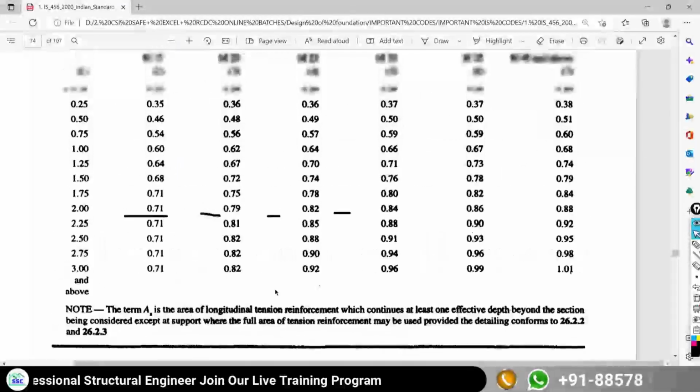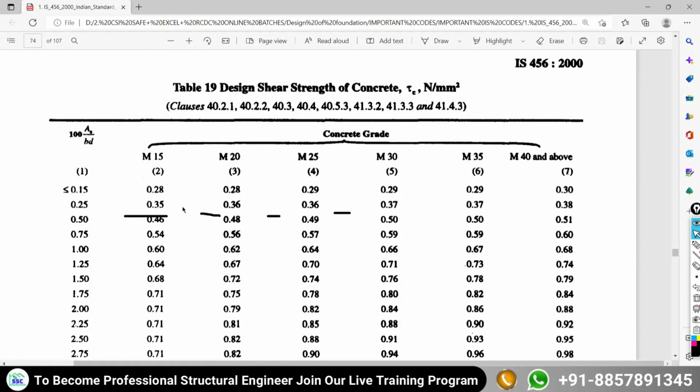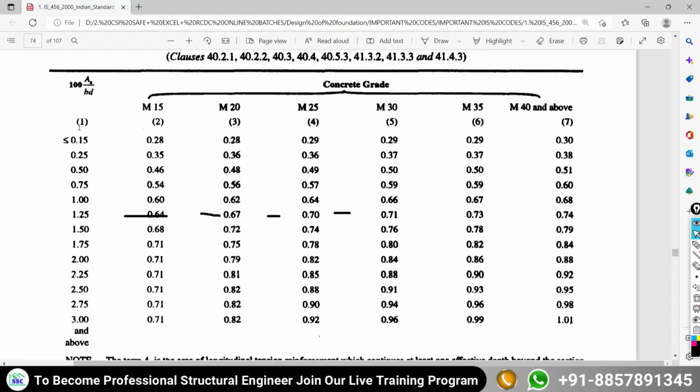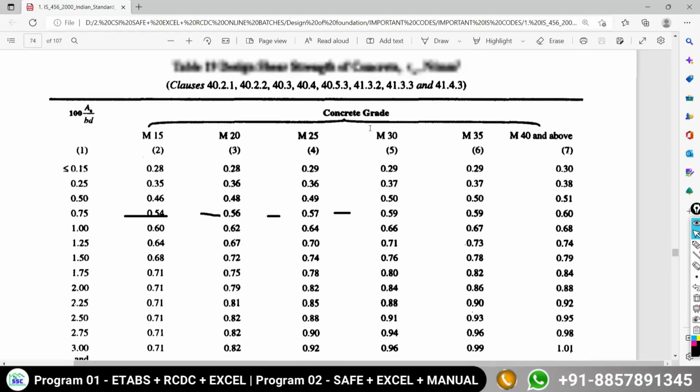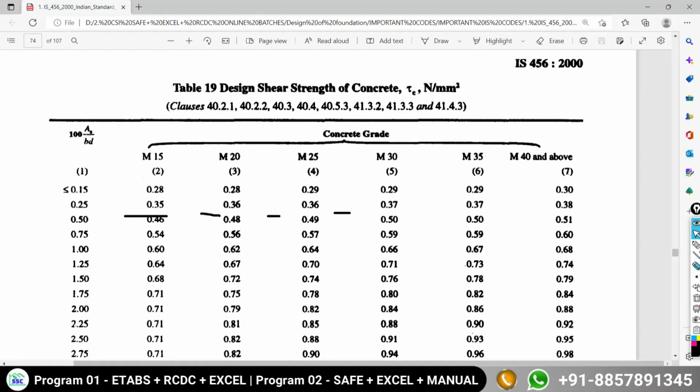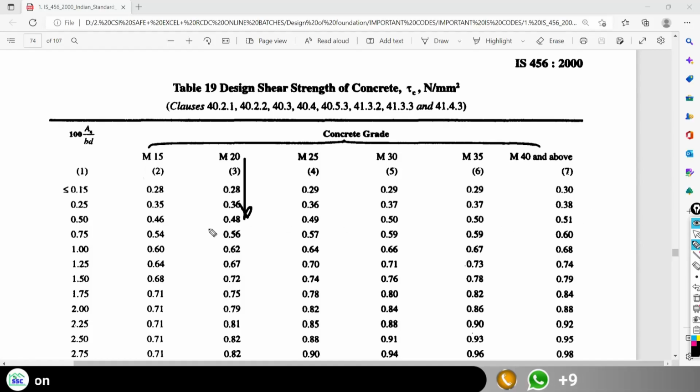In IS 456, you can find in Table 19, for the different ranges of available percentage of reinforcement, based on different grades of concrete, the respective critical capacity of the section. So here our grade is M20. So we have to follow this column M20, and our percentage of reinforcement available is what?